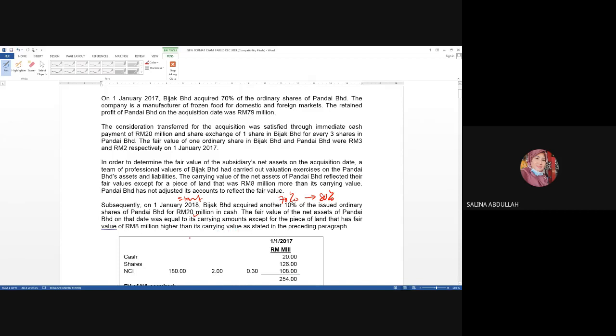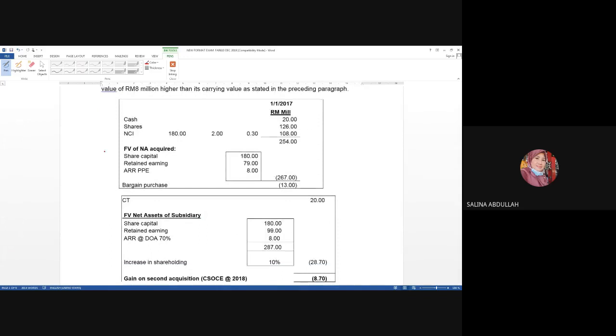I would like to show you the difference between when you calculated the bargain purchase for the first time, which was on 1st of July 17, and what happened on 1st of January 18. This is the second acquisition. Bear in mind, for the fair value of net assets of the subsidiary here, you have to make sure items like ordinary share capital, because we assume there is no issue of shares between these two dates, will be the same, 180. You will carry the same amount. Retained profit is definitely not the same because one year has passed by.